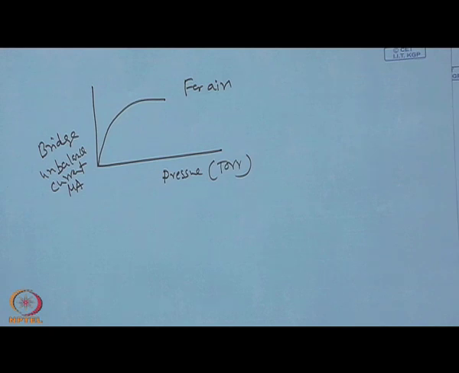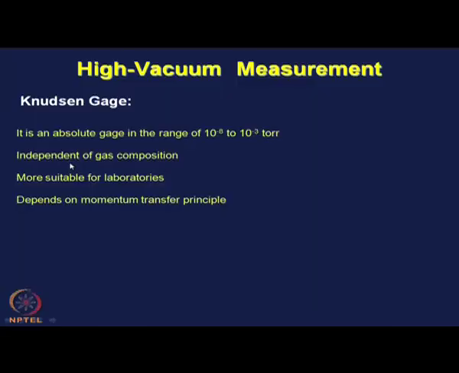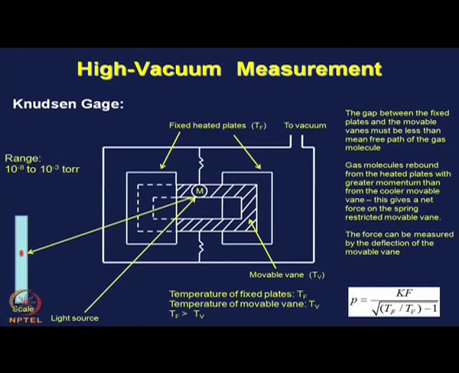Finally, let us talk about Knudsen gauge. It is an absolute gauge in the range of 10 to the power minus 8 to 10 to the power minus 3 torr. It is independent of gas composition. However, it is more suitable for laboratories. It depends on the momentum transfer principle.